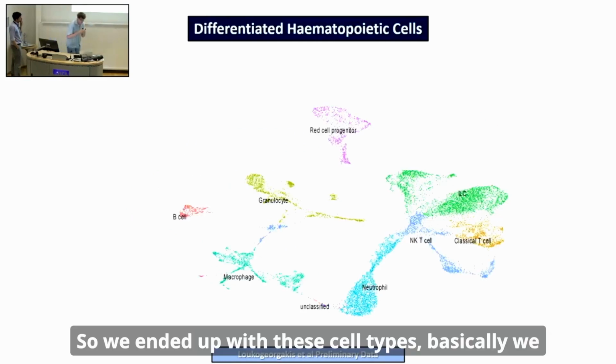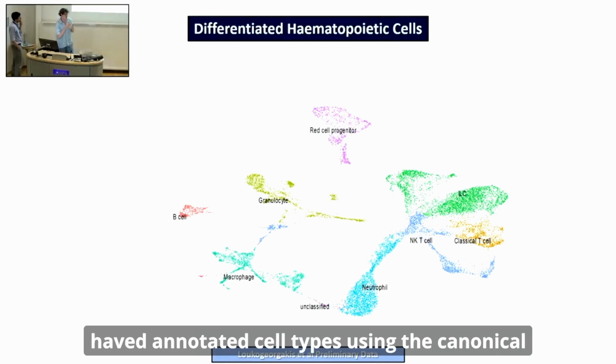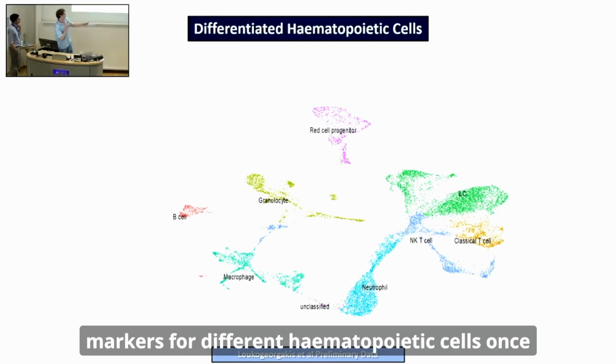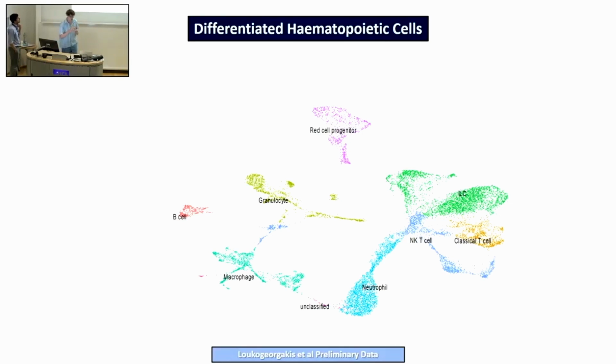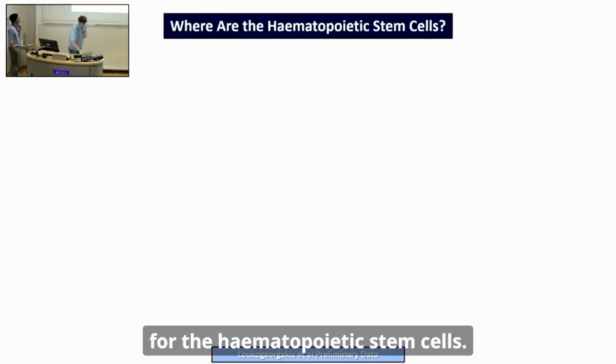I'll move to this. So we ended up with these cell types, basically. We've annotated cell types using the canonical markers for different hematopoietic cells once we've removed the contaminants. So then we can begin looking for the hematopoietic stem cells.